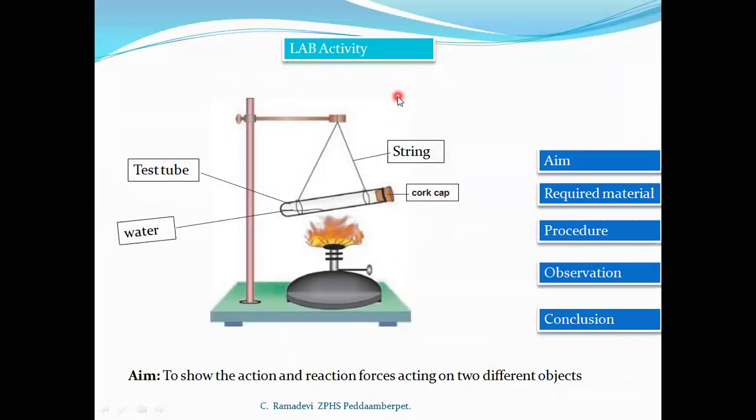Now here we see a lab activity. The aim of the lab activity we are showing is Newton's third law, that is to show the action and reaction forces are acting on two different objects. For that we have taken an aim and the required materials, procedure, observation. Finally we conclude that. Now what is the aim of our experiment? To show the action and reaction forces acting on two different objects.